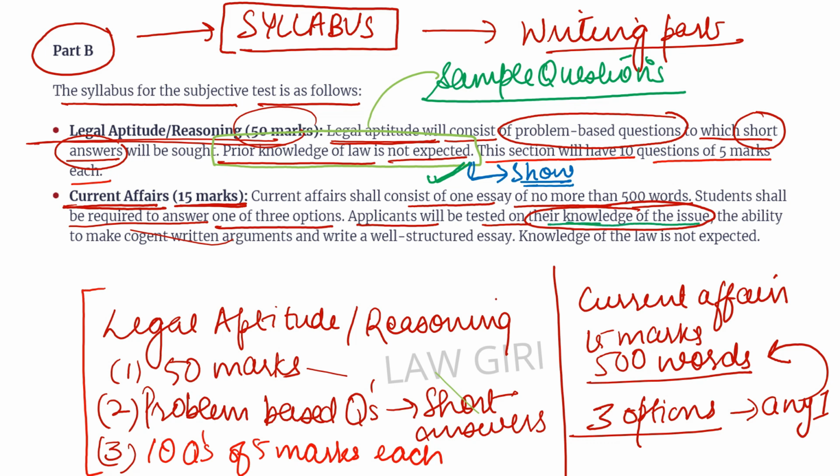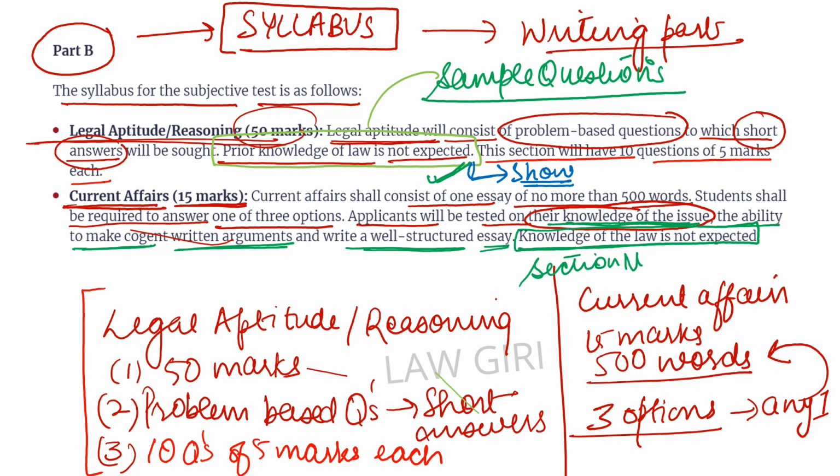They're going to test you on the knowledge of the issue, the ability to make cogent written arguments, and write a well-structured essay. Knowledge: how much do you know about the issue? Ability to make arguments: are you able to give arguments for what you are saying? If you're saying, okay, this is what I think, you need to give reasons in support, or if you're going against that, you need to give well structured reasons, and you need to also write a well structured essay. Knowledge of the law is not expected. Here also they are saying knowledge of the law is not expected. That means they are not saying write down the section number, write down the judgments or anything of that sort. No, they are just testing your current affairs based knowledge, right?